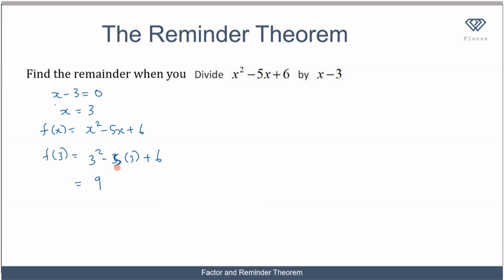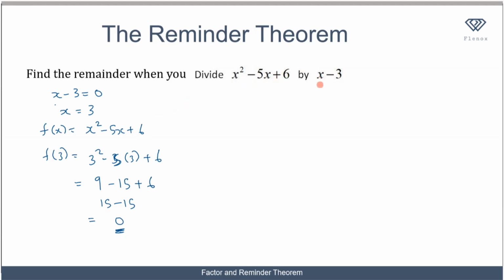Now what is 3 squared? 3 squared is 9. Then 5 times 3 is minus 15. Then plus 6. So what would this give you? 9 minus 15 plus 6 is the same thing as saying 15 minus 15. And what would that give you? That will give you 0. So now you can see that the remainder is 0.